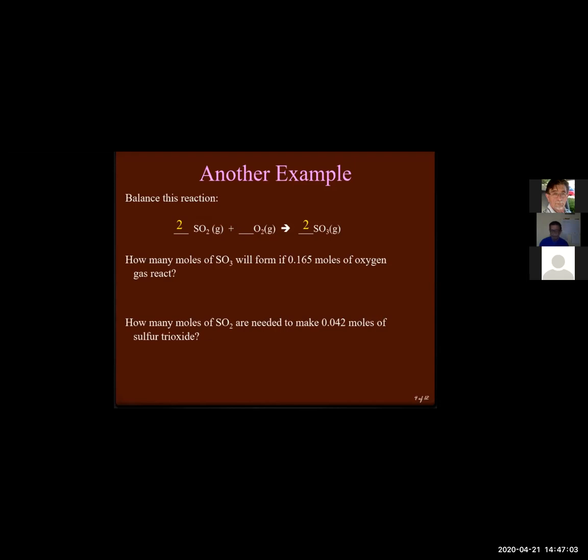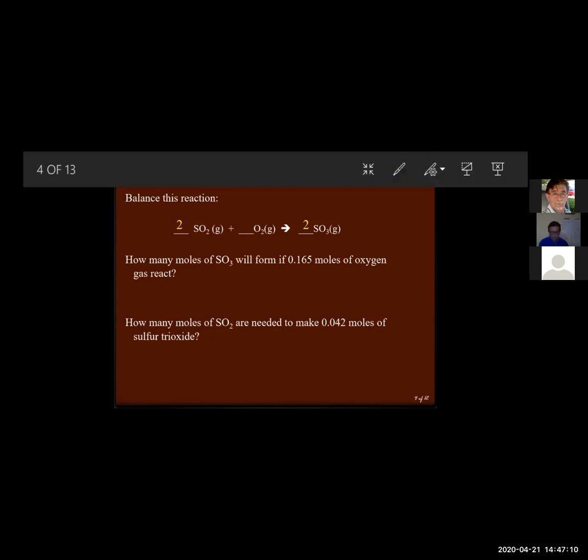Okay. Look at the products. We got 2 sulfurs and 6 oxygens. We got a balanced chemical equation. Okay. It's understood there's a 1 here.